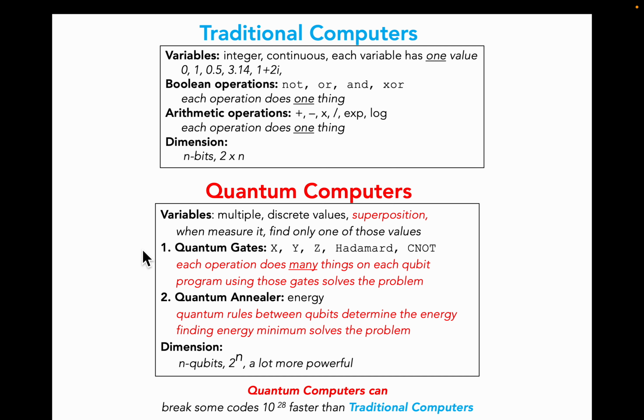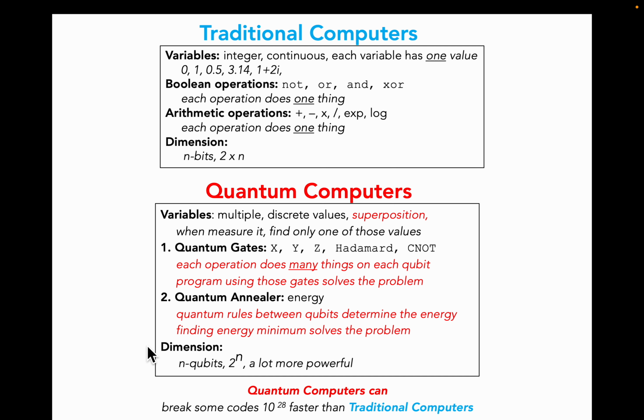And we can have a program that uses those gates to solve the problem we're interested in. A different kind of quantum computer is called a quantum annealer. What it does is compute the energy using the quantum rules between the qubits to determine what the energy of the system is. Here, finding the energy minima is used to solve the problem.